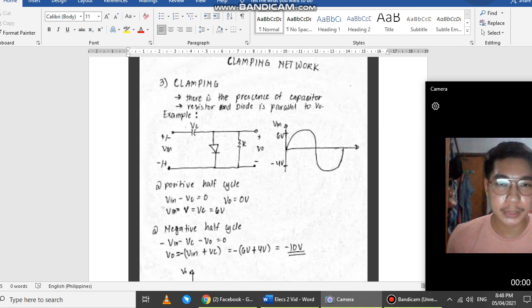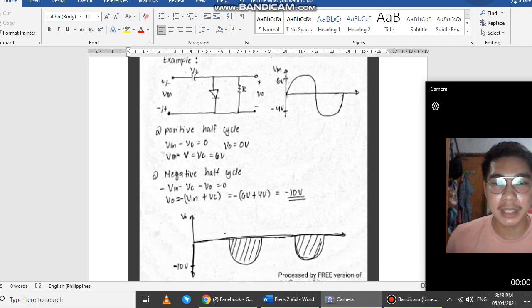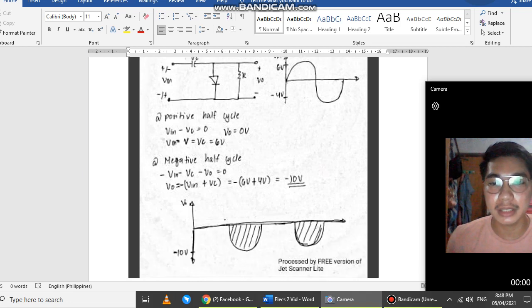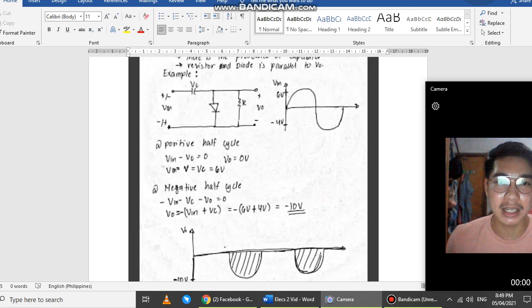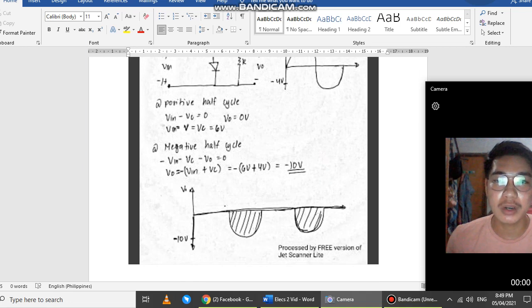So one of the most important principles for this clamping network is that the total voltage of the input must be equal to the total voltage of the output. For example, we have 6 volts at the positive half cycle and negative 4 volts at the negative half cycle, and we have a total of 10 volts. And our output voltage is equal to negative 10 volts or 10 volts.